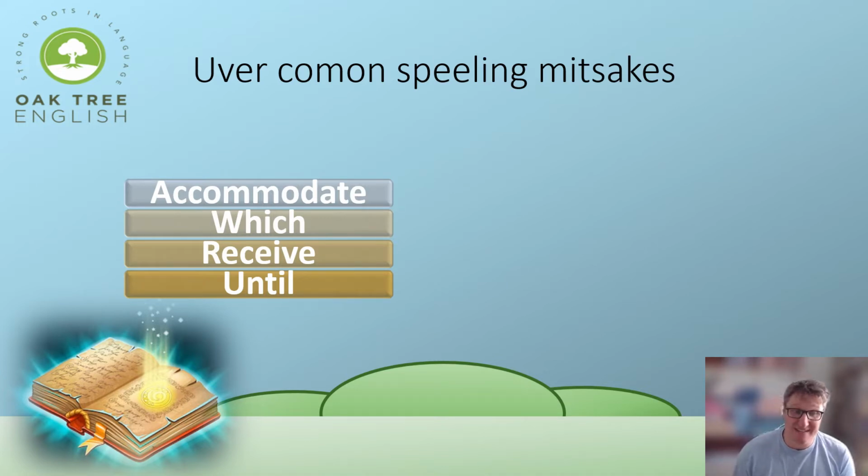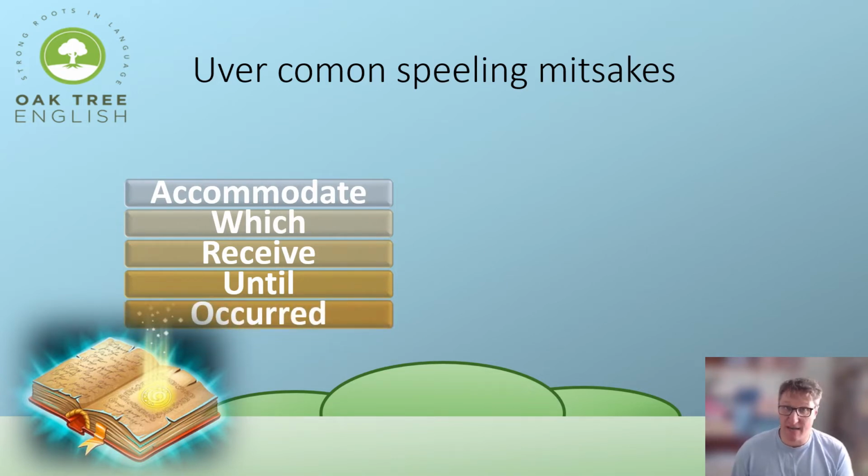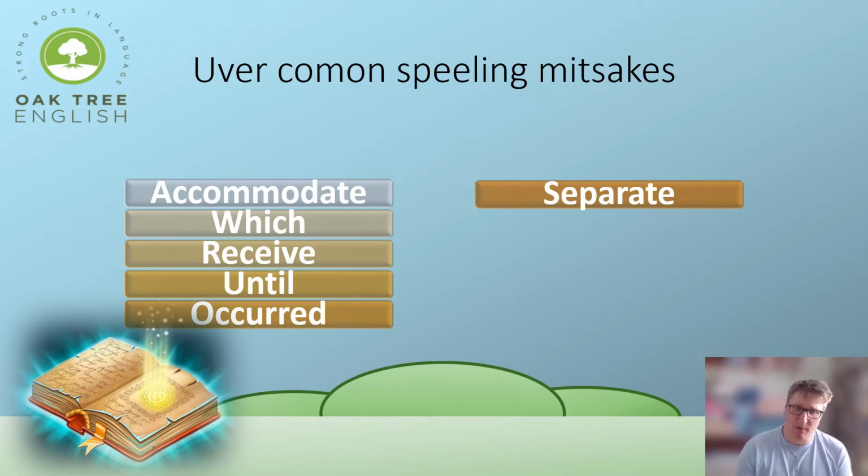So we forget that until actually has only one L. Occurred, same issue as accommodate, double letters, double C and double R. Separate. People often just spell this phonetically. It's not wrong to spell things phonetically, except when it is. So separate or separate, both spelt the same way, meaning two different things, pronounced two different ways.